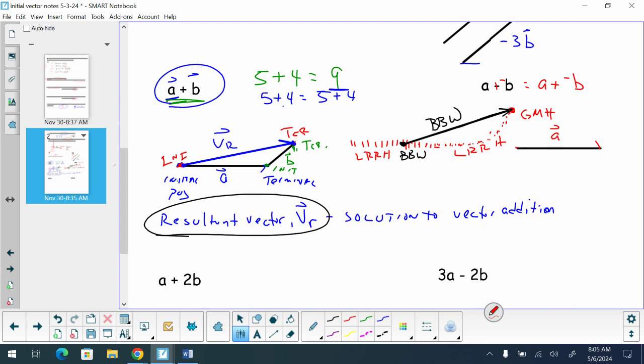If I added in B, that's what we have here. But I want to go to negative B, so what do we have to do to B? Go downwards to the left again. So we have the exact same length here, but now we are going negative B. So here's A plus a negative B. And then once again, we need to draw in our resultant vector, Victor.